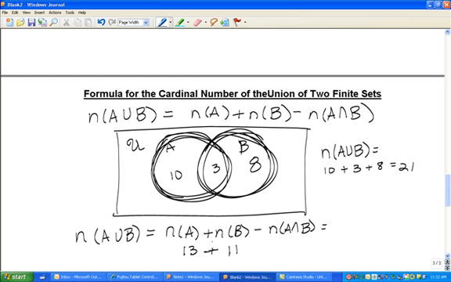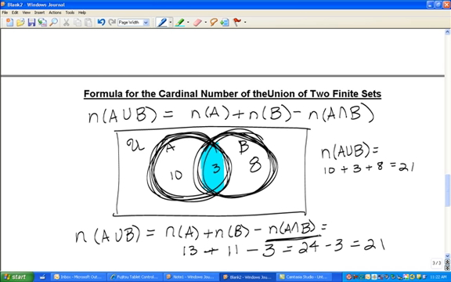But what have we done when we did this? 13 and 11. We double counted the 3. So what we have to do is subtract off that number that's found in the intersection, which is the amount we double counted. So we're going to get 24 minus 3, which gives us 21. So the reason we have this part in here is to eliminate the double counting. We have to be careful not to double count when we're talking about the number in A union B.